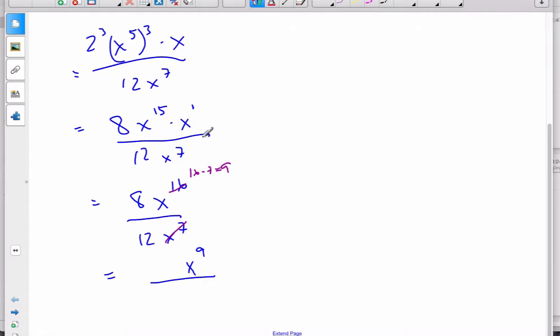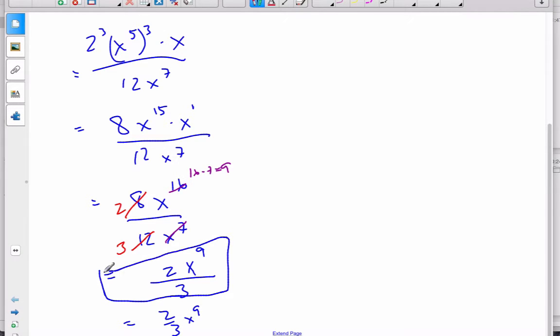And then the numbers here can simplify. This divides by 4 and I get 2. This divides by 4 and I get 3. And so I get 2/3 x to the 9th. You can also realize this is written 2x to the 9th over 3. These are exactly the same, but this is the one that I would probably expect to see.